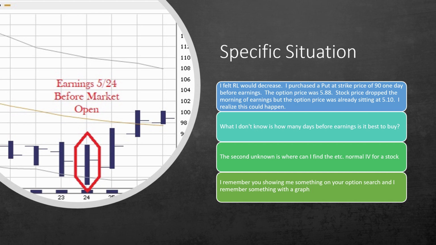"What I don't know is how many days before earnings is it best to buy. The second unknown is where can I find the normal IV for a stock? I remember you showing something on your options search, and I remember something with a graph."